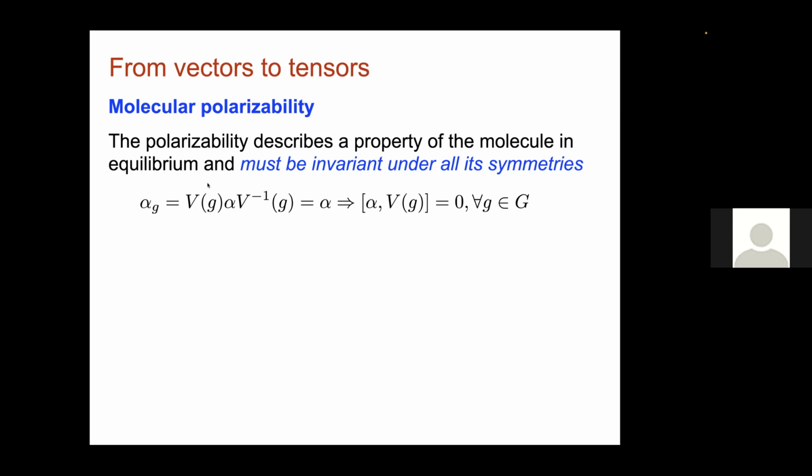So this means that the transformed polarizability, which is this, has to be equal to the polarizability. But now, if you multiply this thing on the right by V of G, you find that V alpha is equal to alpha V. So this means that alpha commutes with all the matrices in the vector representation. So invariance of a rank 2 tensor is related to this commutation. In fact, all of this is totally elementary. I'm sure all of you have seen this before.